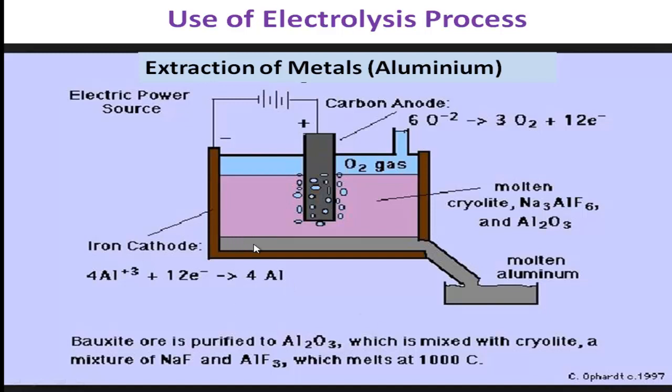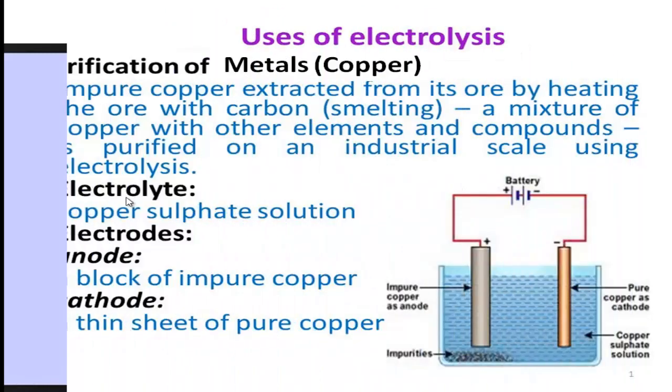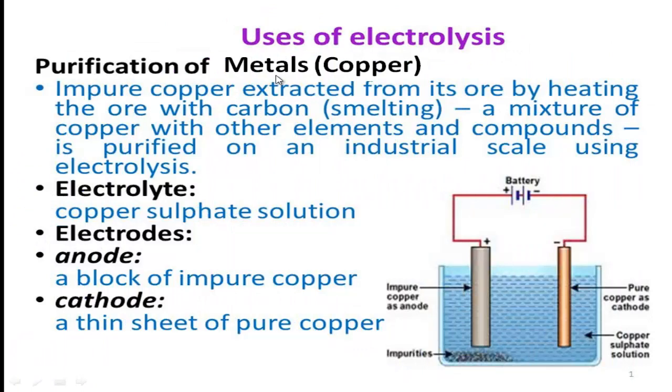Follow here, this is gathered molten aluminium, and finally from this side molten aluminium is collected in another pot. Like this way, from the bauxite, aluminium oxide, aluminium metal is extracted using the electrolysis process. I hope you understand.